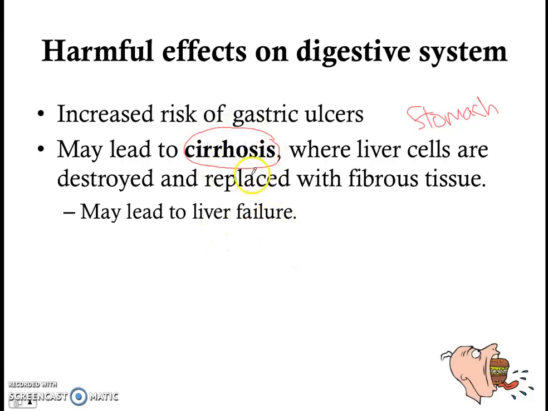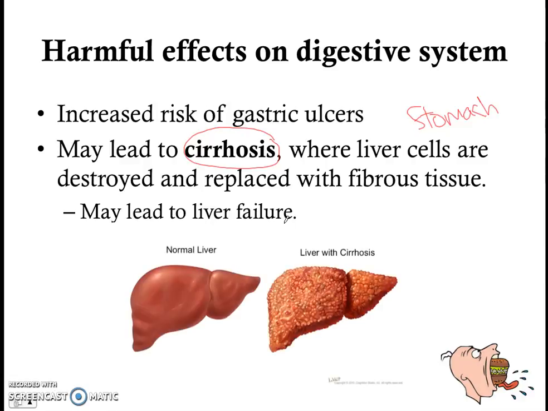Now, cirrhosis happens because your liver is kind of overtaxed, right? It's working very, very hard to break down all the alcohol, but it can only work at a certain rate. And if you overwork it, it can lead to cirrhosis. And here's what a liver with cirrhosis looks like. It's very ugly. Basically, it's full of this fibrous scar tissue, right?